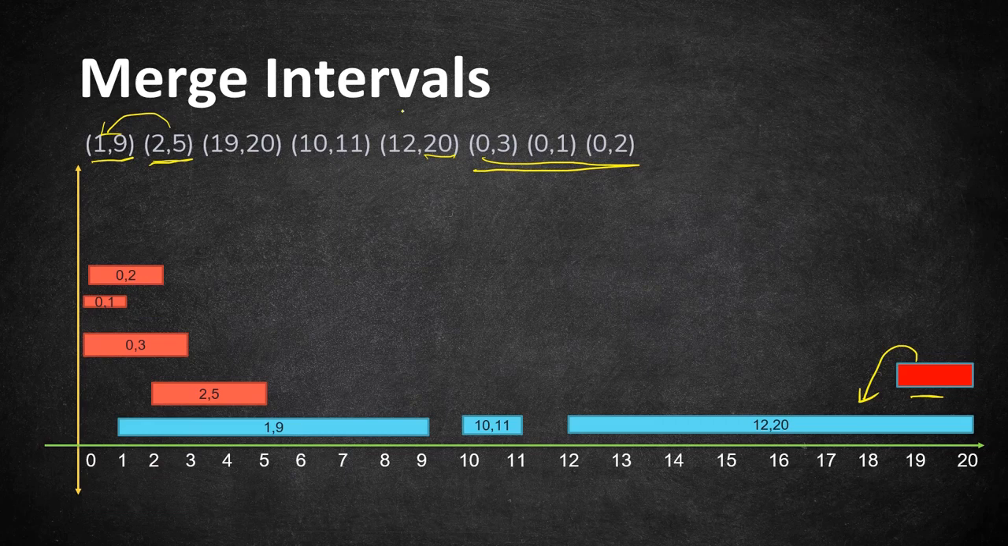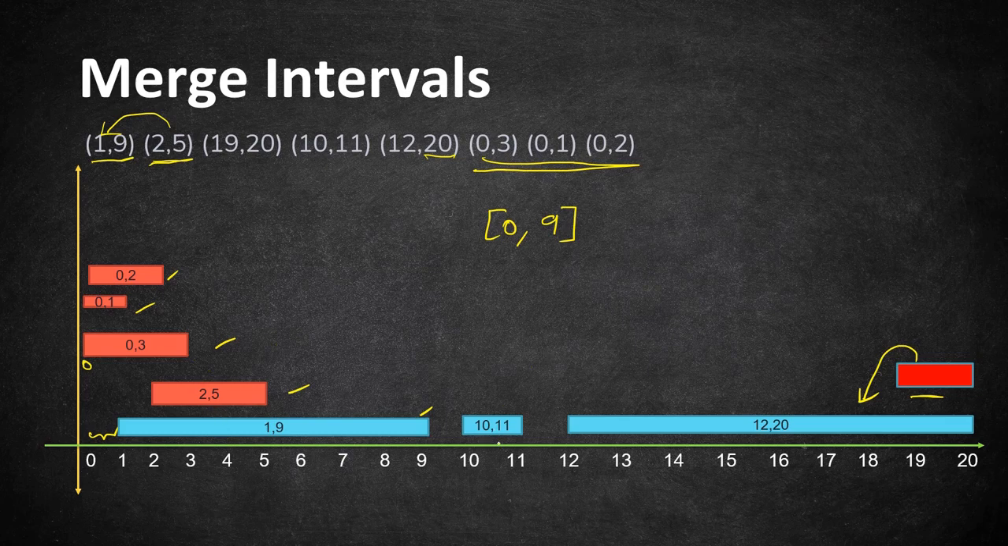Now if you observe the values starting from 0, the interval 1 to 9 overlaps. So we have to combine the 0 within this range, and the output is going to have 0, 9 as one interval that covers 0, 2, 0, 1, 0, 3, 2, 5 and 1, 9. So now we have combined all 5 intervals into one, which overlaps in the graph.